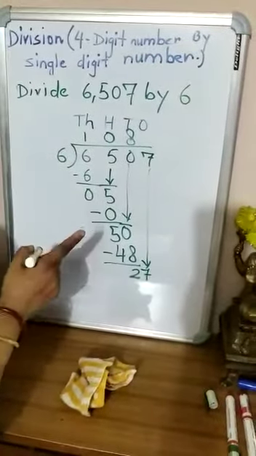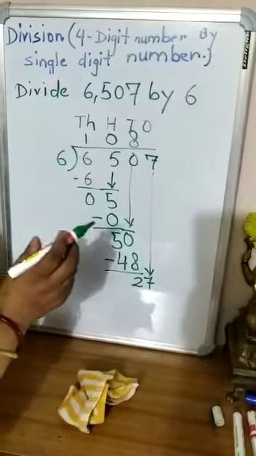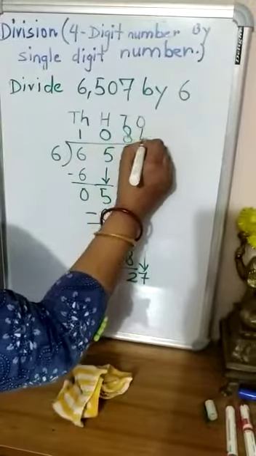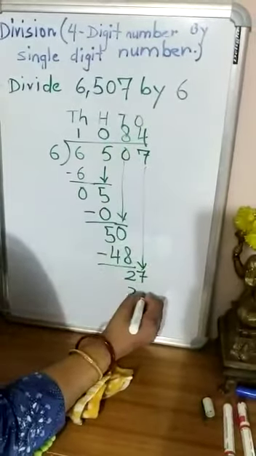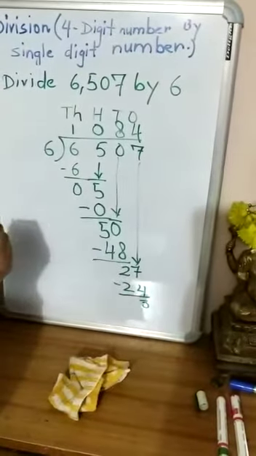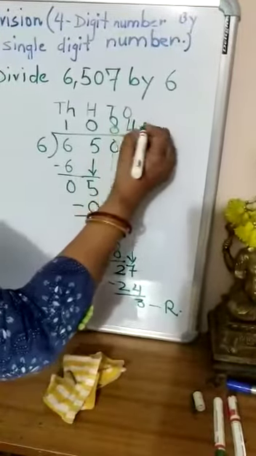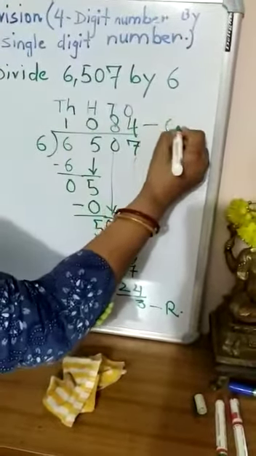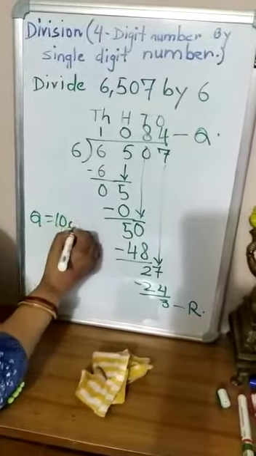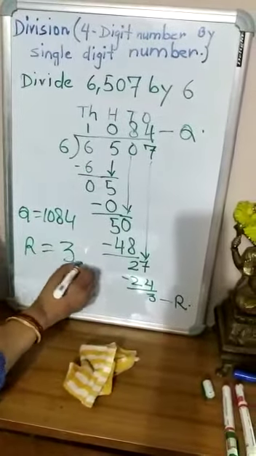6 3s are 18. 6 4s are 24. 6 5s are 30. So 6 5s are 30 is not possible. 6 4s are 24. So 27 minus 24 is 3. So here children, this 3 is a remainder and the quotient is 1084. So how you will write it? Quotient is equal to 1084 and remainder is equal to 3.